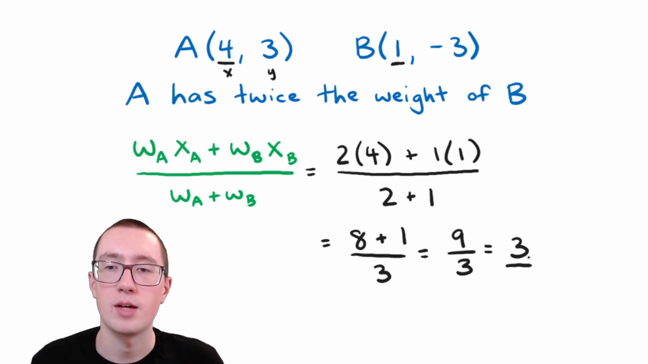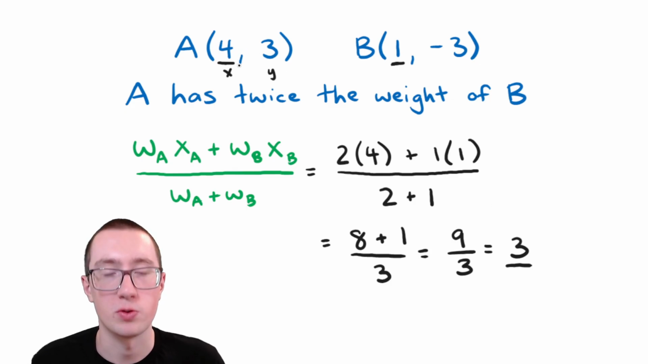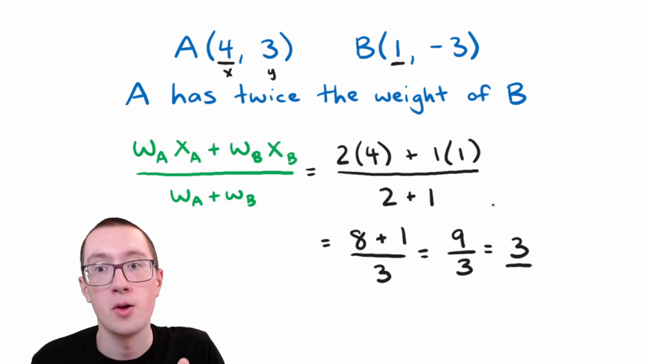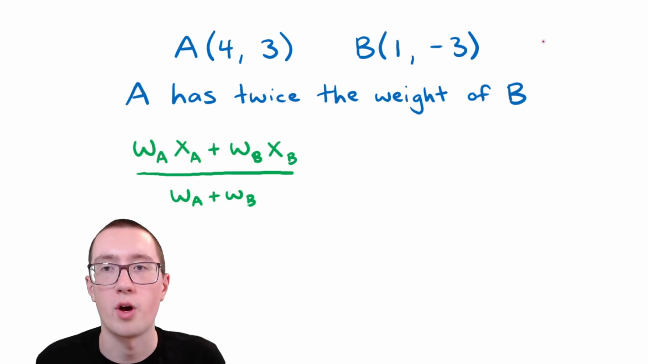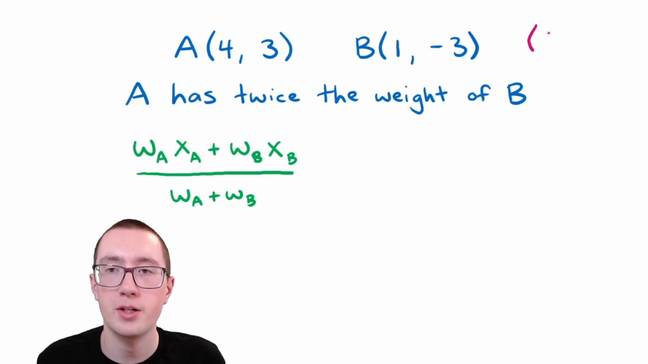And if you think about that, that makes sense. The X of A was 4, and the X of B was 1. 3 is like right in the middle, but it's a little bit closer to 4 than it is to 1 because A has more weight. So I'm just going to write our answer up here. This is going to be our weighted average point, and the X is going to be 3. But we still need to figure out what the Y is going to be.